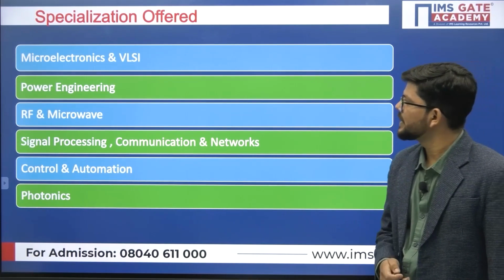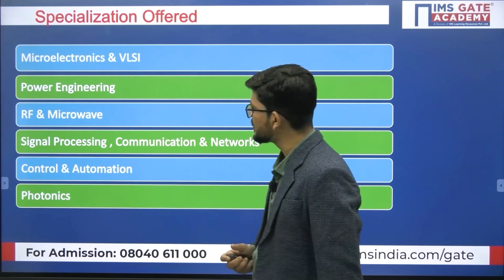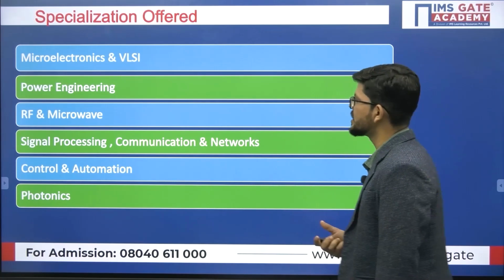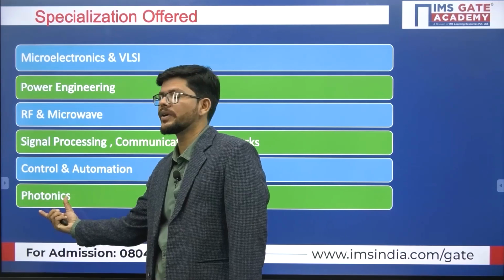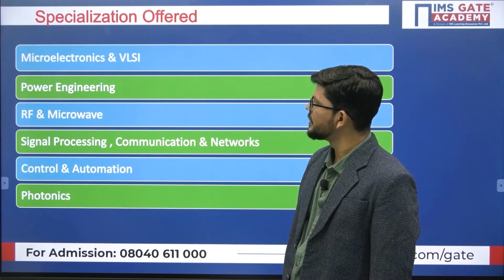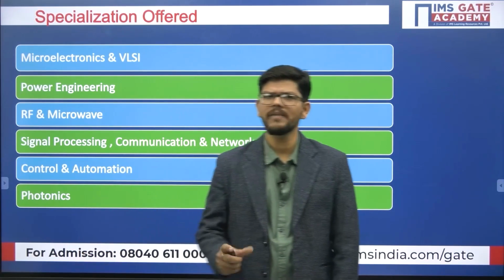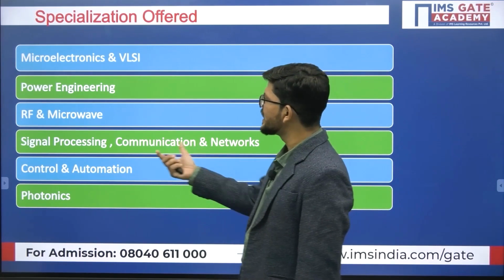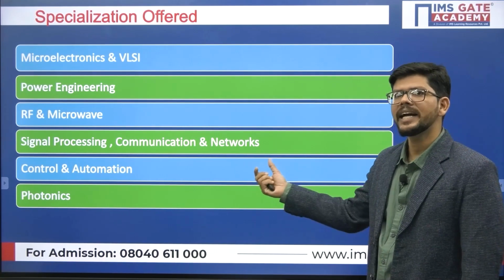Now talking about the specialization, IIT Kanpur offers microelectronics and VLSI, power engineering, RF and microwave, signal processing, communication and network, control and automation, and this specialization, photonics. Very rare across the IITs. If we talk about the core department, power engineering includes power system, power electronics, and electrical machines. Apart from that, signal processing and communication is the most preferred by the electrical guys here at IIT Kanpur.